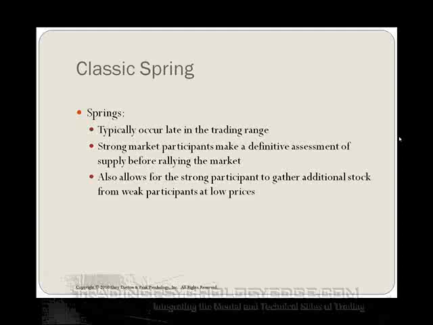Okay. It also, because it does draw out some supply, some sellers, allows the stronger participant to gather additional stock from weaker folks at lower prices. When we talk about strong participants, we're talking about the institutional traders, the professional, the large operators like the George Soroses and the Warren Buffetts and the Goldman Sachses, I suppose, of the world, right?